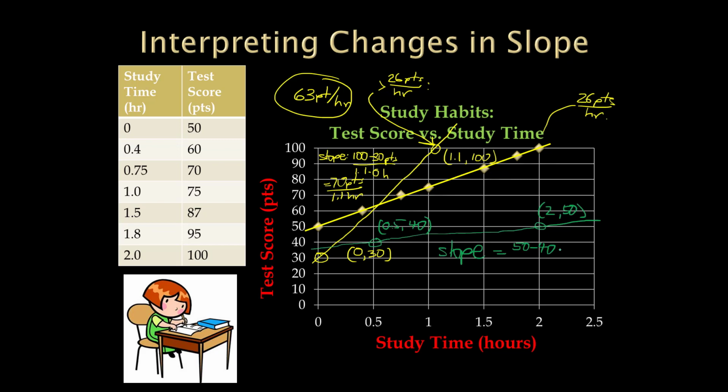50 minus 40 points, and we'll divide that by 2 minus 0.5 hours. I get 10 points divided by 1.5 hours, and that works out to just about 6.6 points per hour. In this case, the more I study, it's not going to have as much of an effect. So there is not as strong a relationship, or the study time does not influence the test score as much in this case.